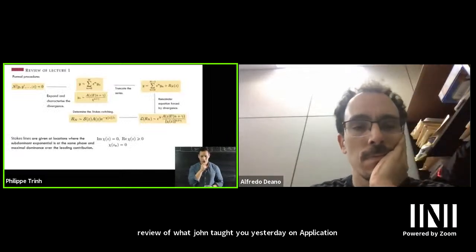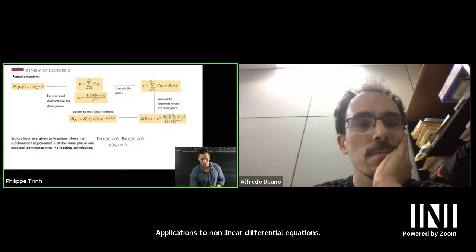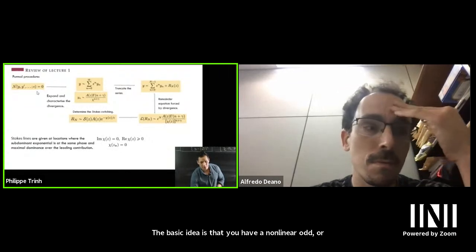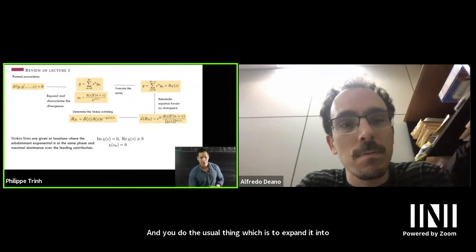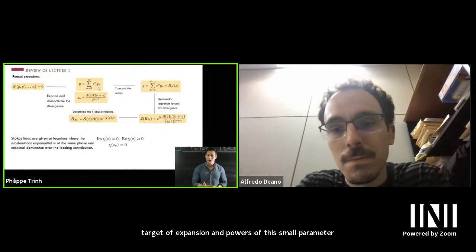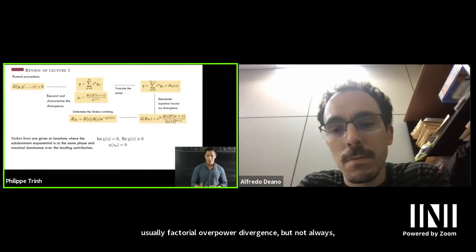to nonlinear differential equations. The basic idea is that you have a nonlinear ODE, or maybe even a PDE, but I've written an ODE here in terms of y and its derivatives. And you do the usual thing, which is to expand it into a perturbative expansion in powers of this small parameter epsilon. In doing so, you notice that there are singularities in the earlier terms, and these singularities have the effect that they will magnify, and that produces usually factorial over power divergence, but not always. But in most cases, the divergent form that you can expect is a factorial over power.